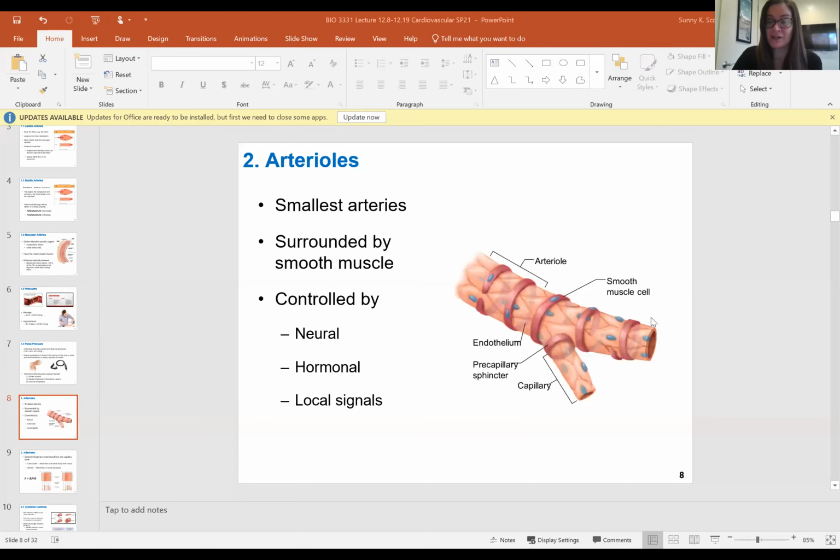Okay, I'm going to share my screen. And the revised lecture is on Connect. So if you have previously downloaded this lecture, make sure you go and find the updated one, the one that says either updated or SP21, so that you make sure that you are getting the notes that have these updated slides in them. So we left off last time with arterioles.